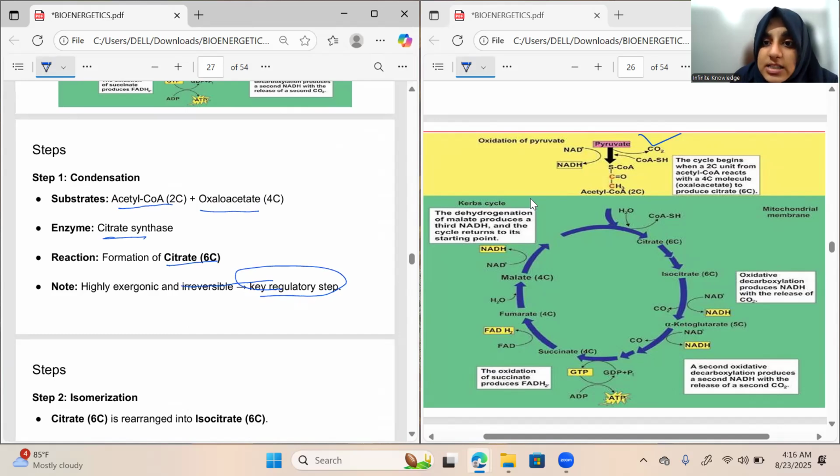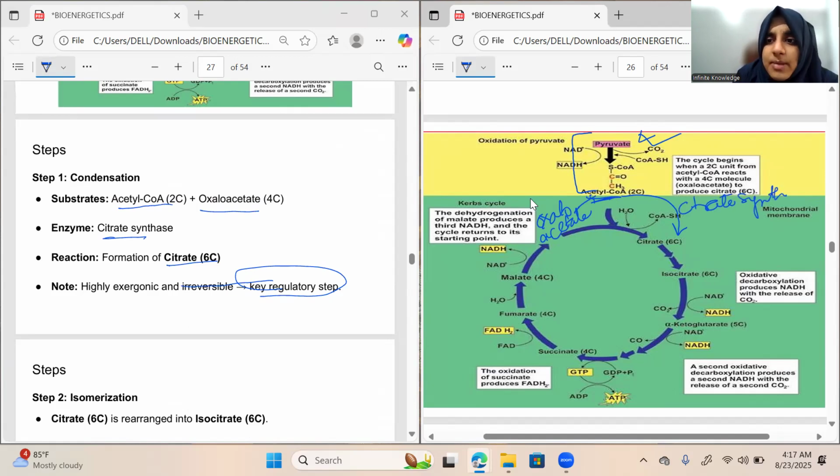So we are gonna start from here. This pyruvate is converting into acetyl CoA. This was basically the link reaction. Okay, and after that this acetyl CoA is converted into citrate with the help of which molecule? With the help of oxaloacetate. Over here oxaloacetate is missing. Acetyl CoA plus oxaloacetate with the help of the enzyme citrate synthase.